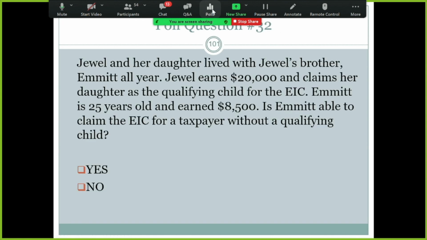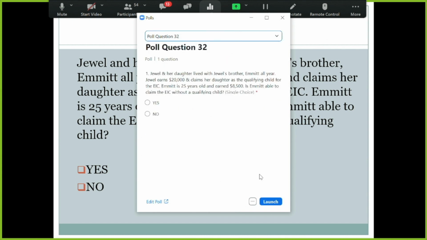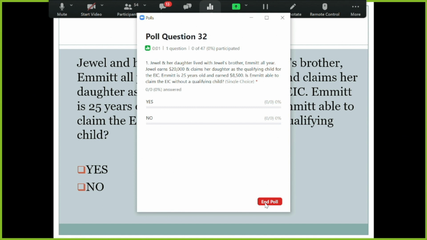So we're going to go to our next poll question. It says Jewel and her daughter live with Jewel's brother Emmett all year. Jewel earned $20,000 and claims her daughter as a qualifying child for the EIC. Emmett is 25 years old and earned $8,500. Is Emmett able to claim the EIC for a taxpayer without a qualifying child? Okay, and you have about a minute as well there.